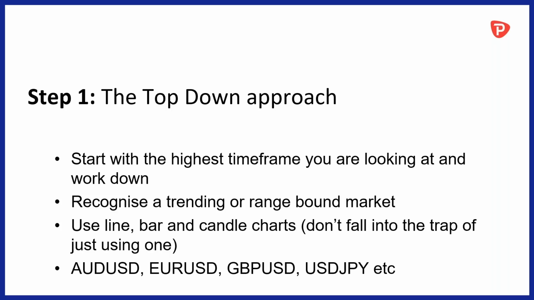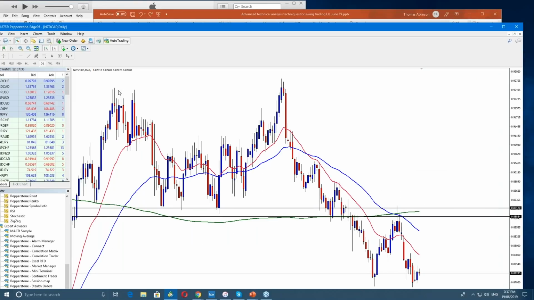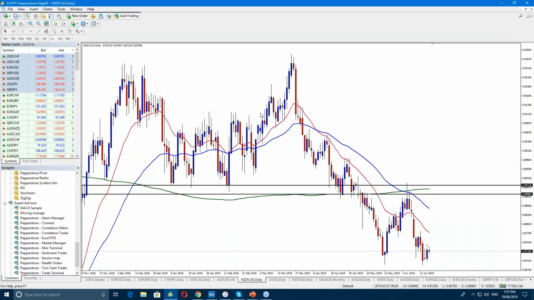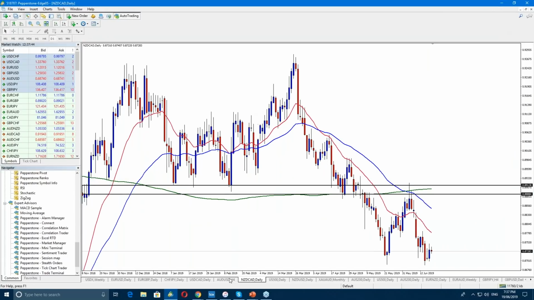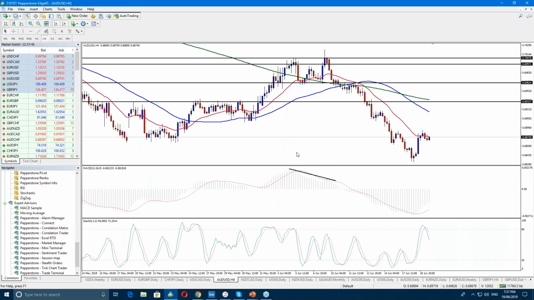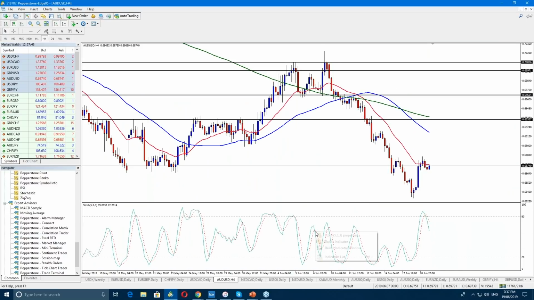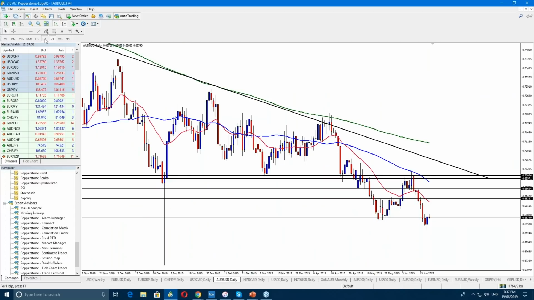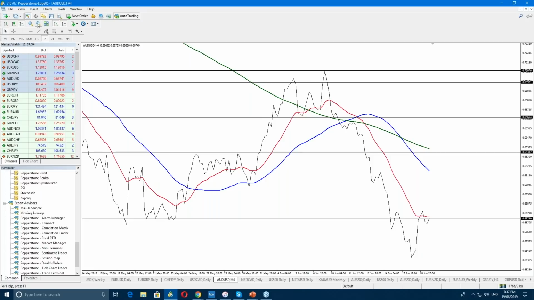You also want to use line, bar, and candle charts. So let's jump into one of the major currencies right now and go through a few different ways that the market might look to certain people depending on the type of chart they use. Let's load that up now. We'll just do a line chart to start with.